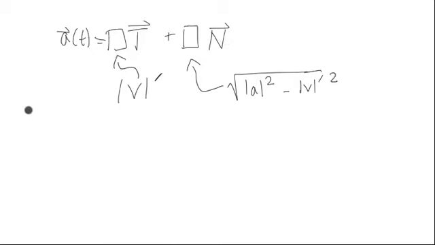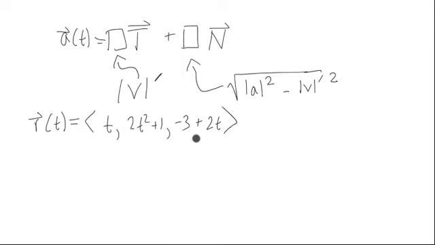And we're going to start with a position vector function. And let's just pick one. Let's just do something like t and 2t squared plus 1 and maybe minus 3 plus 2t or something like that. Okay, so let's just do this and see what we get.